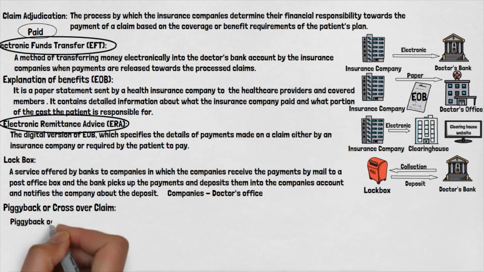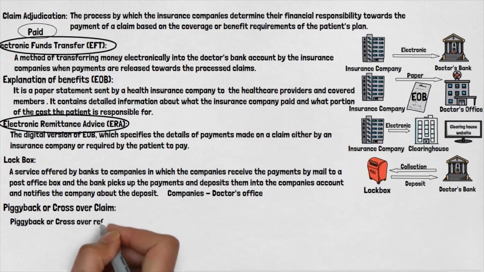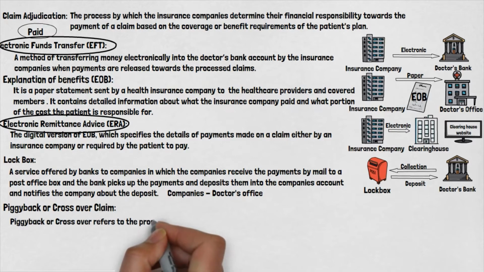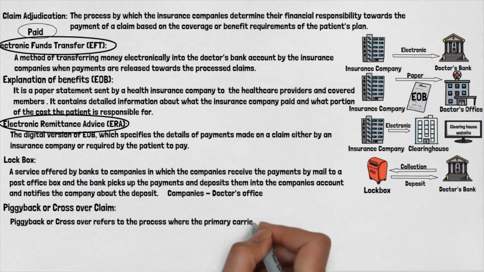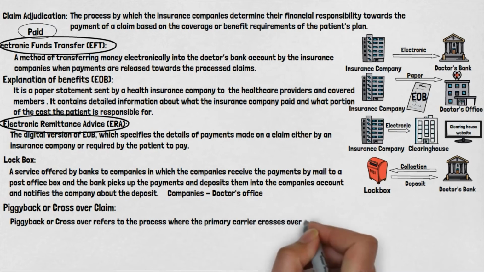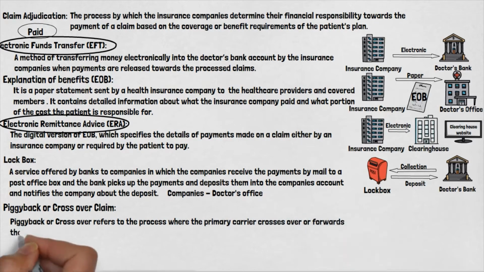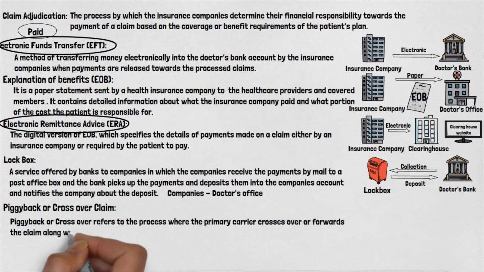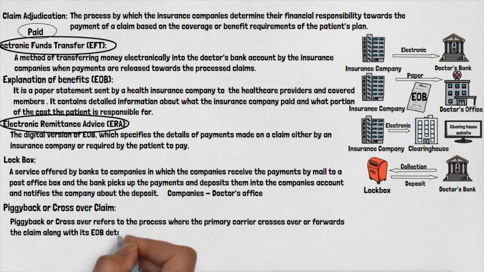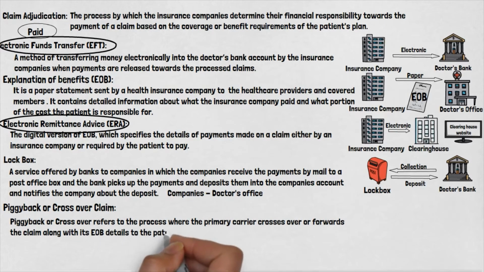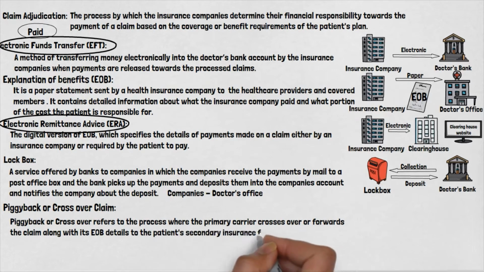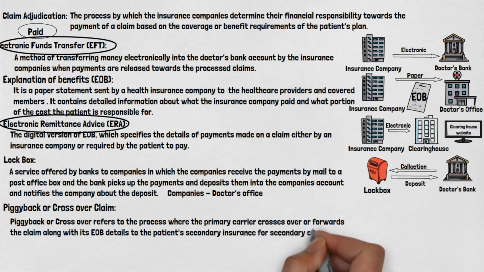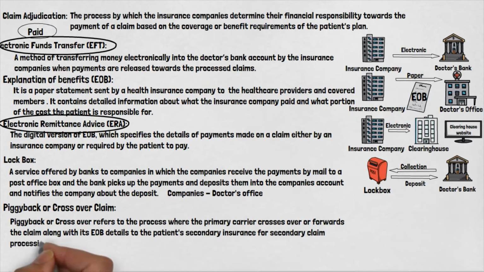Piggyback or crossover claim. Piggyback or crossover refers to the process where the primary carrier crosses over or forwards the claim along with its EOB details to the patient's secondary insurance for secondary claim processing and payments.